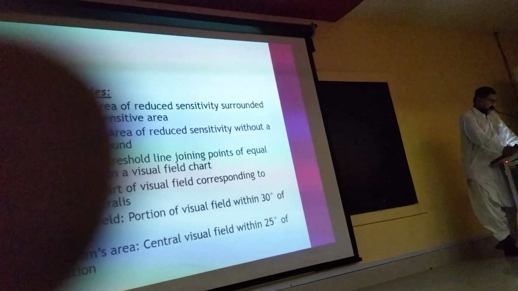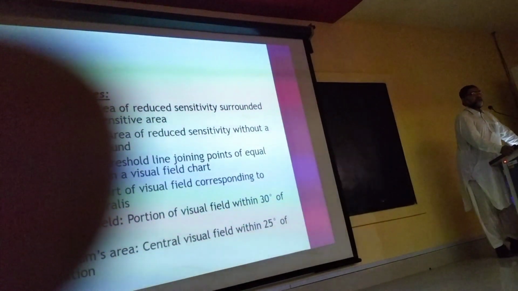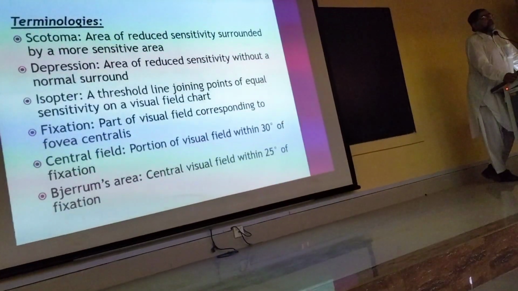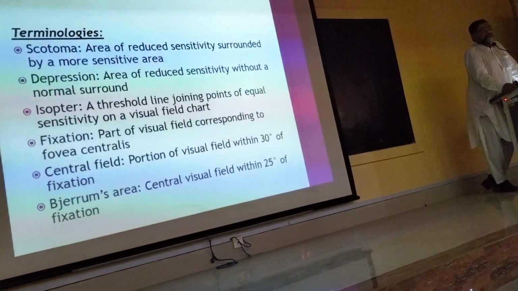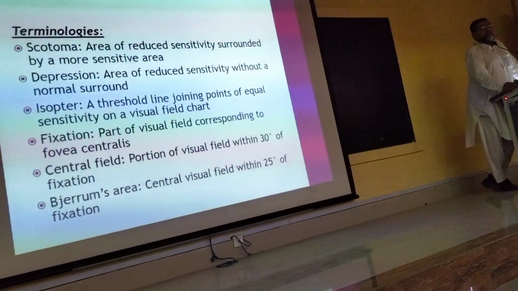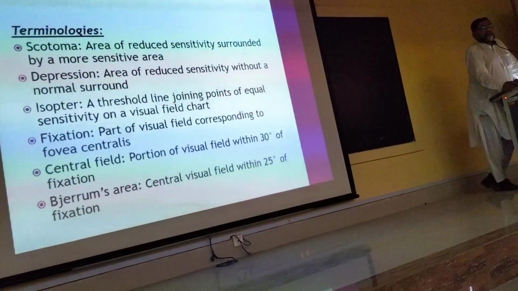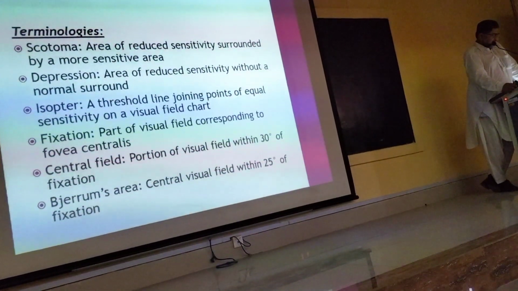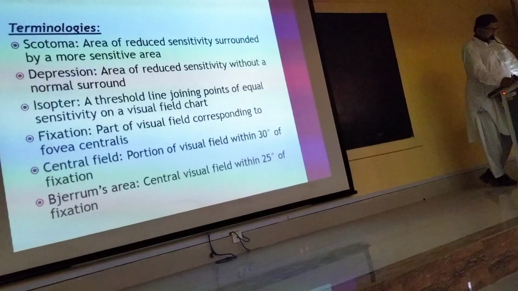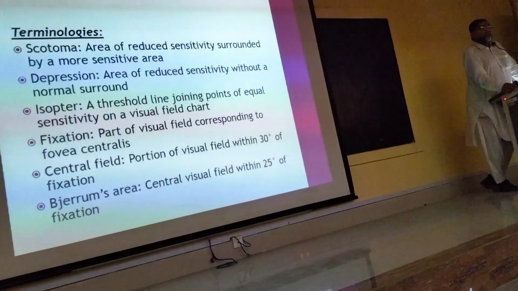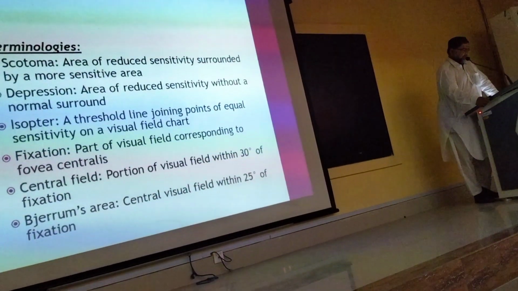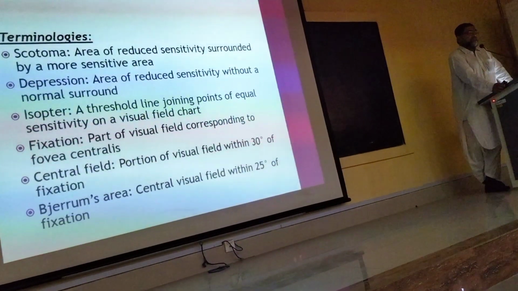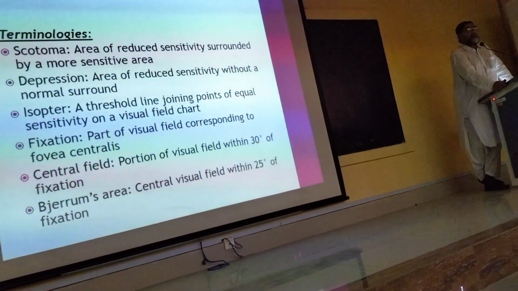Central field. Central field means wherever you are fixating, 30 degrees around it will be your central visual field. जैसे आप किसी चीज को देख रहे हैं, वो एक सेंट्रल पॉइंट है, उसके इर्द गिर्द 30 डिग्रीज तक अगर आप चले जाएं, तो दैट इज योर सेंट्रल फील्ड ऑफ व्यू. Jerram's area is a central visual field within 25 degrees of fixation. टोटल 30 डिग्रीज तक जा रहे हैं सेंट्रल विजुअल फील्ड. इसके अंदर ही अंदर 25 डिग्रीज तक अगर आप बात करें तो उसको जेरम्स एरिया का नाम भी दिया गया.